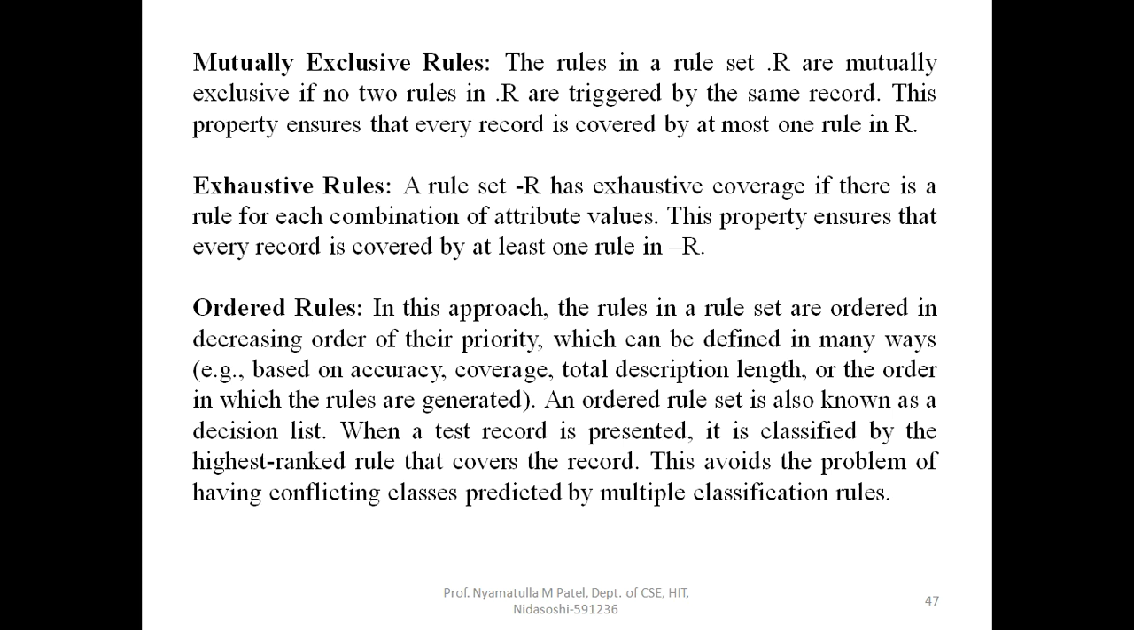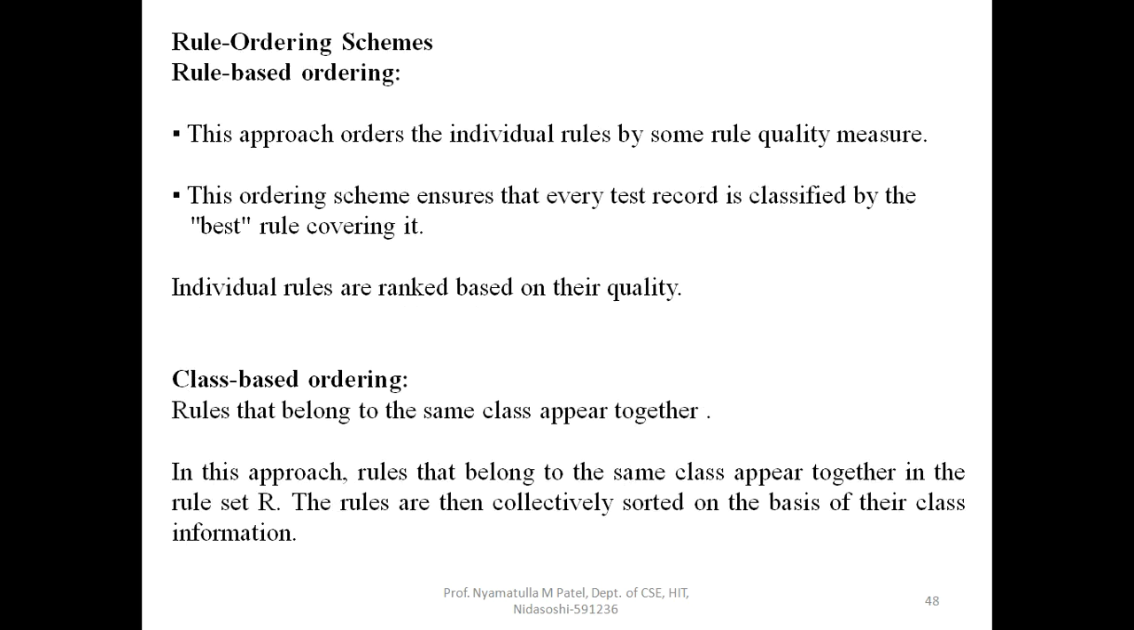So, this avoids the problem of having conflicting classes predicted by multiple classification rules. It means we are applying one rule to the data, and only if that fails do we apply the second. If we are not applying all the rules at a time, what is the advantage of doing so? The advantage is that it avoids the problem of having conflicts among the classes predicted by multiple classification rules. Reordering schemes.